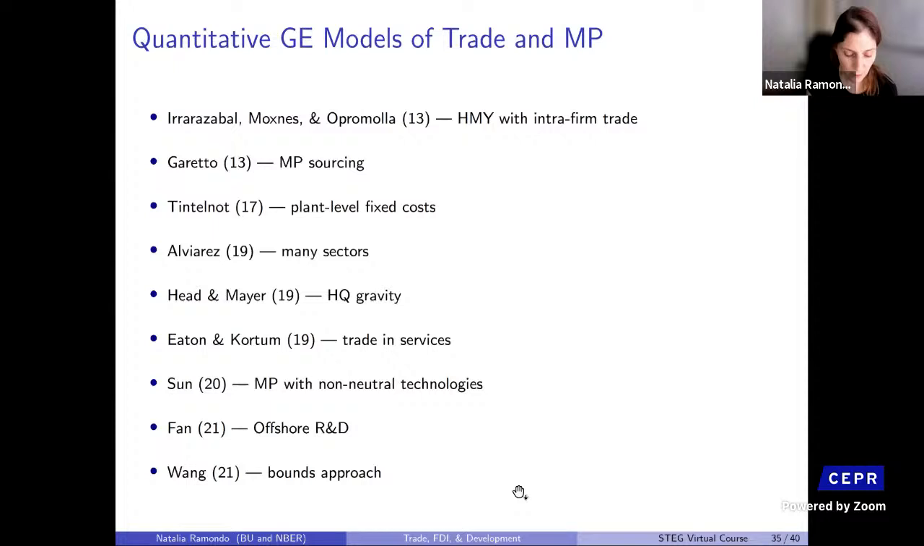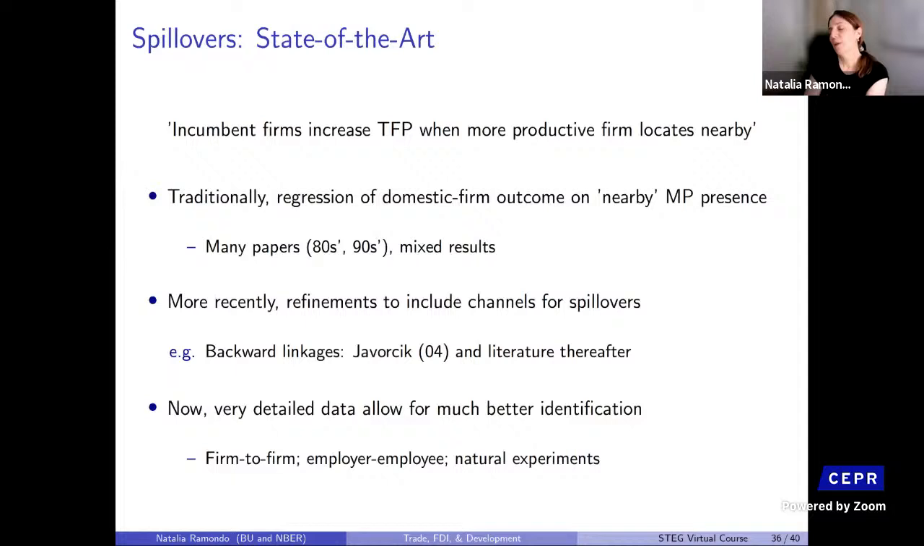So let me talk in the last 3 minutes, I think, about spillovers. And here I'm just putting papers that expand these trade and MP models, that expand the models as they were, but some results are surprising, right? So I think they're very nice papers in general. So I can talk more in the Q&A. So let me tell you something about, I want to finish with these spillovers, the state of the art in empirics.